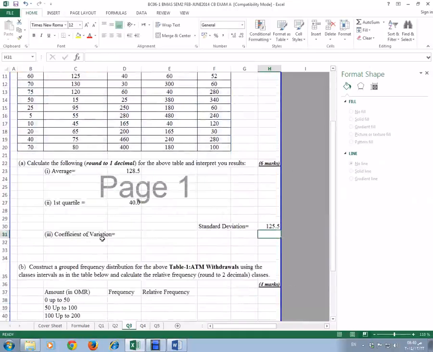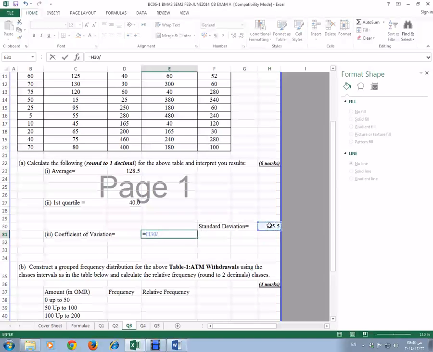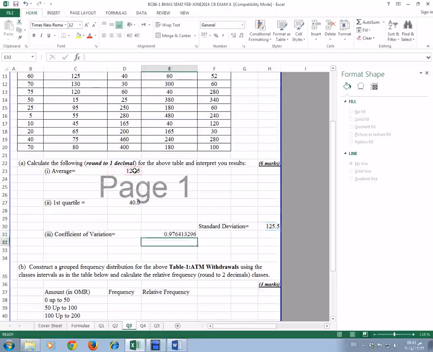Now we want to calculate the coefficient of variation, and I said the coefficient of variation is to divide the standard deviation by the mean or the average. So it is equal standard deviation divide mean and enter, then change it to percent. So changing this one to percent, make it one decimal place. Now this one is the coefficient of variation.